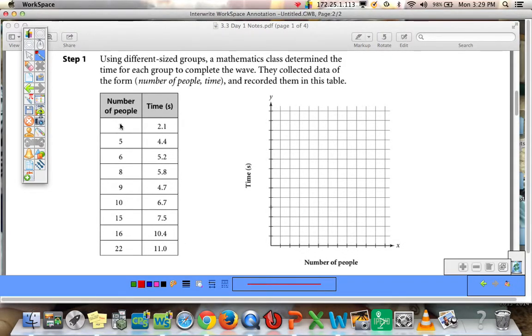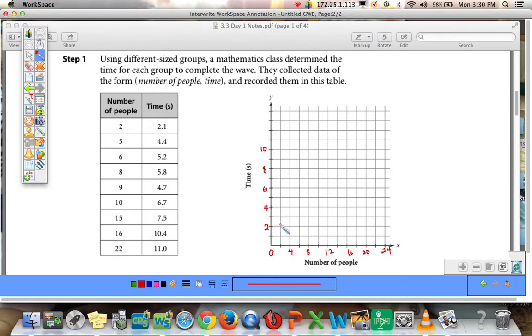So if we look at the data, it starts at 2 people up to 22. So if you scale the x-axis by 2, the data should fit. So 0, 2, 4, 6, 8, 10, 12, 14, 16, 18, 20, 22, 24. And if you look at the time, it only goes up to 11, so you should be able to scale by 1. So I'll just write every other, 2, 4, 6, 8, 10. And then again, put your coordinates.